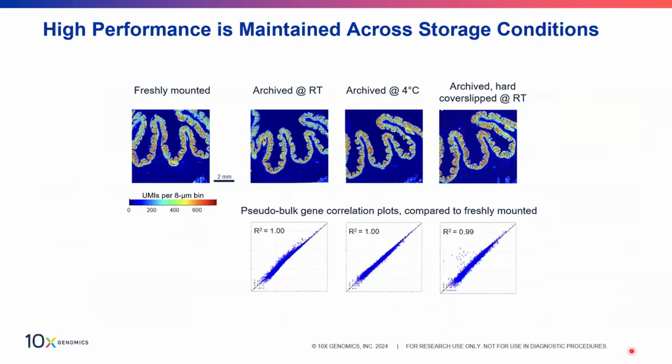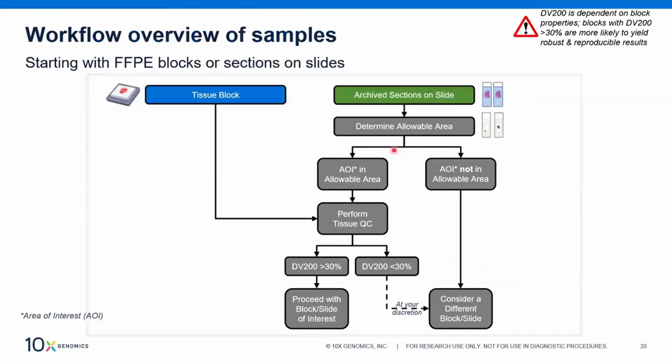We have tested not only FFPE blocks that we sectioned fresh, but we also tested archived slides at different storage conditions. And we see that all of these samples showed very similar results when we look at the UMI distribution. So what you can see here on the left is a result from a freshly mounted tissue section. Here it was archived at room temperature, once at 4 degrees, and once we archived it in a hard cover slipped way at room temperature. This storage condition happens a lot in the field, so this is why we wanted to take a look at this here. And we see that we have a high correlation of our results between all these storage conditions.